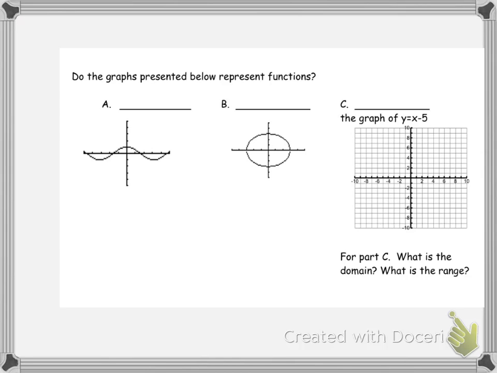On these examples, what we'd like you to do is look at the graph and determine if something is or is not a function. So let's think about what that would mean. If something is a function, every element in the domain is matched up with only one element of the range. So every x value can only correspond with one y value. Think about how you could see that on a graph and decide whether A and B are functions or not.